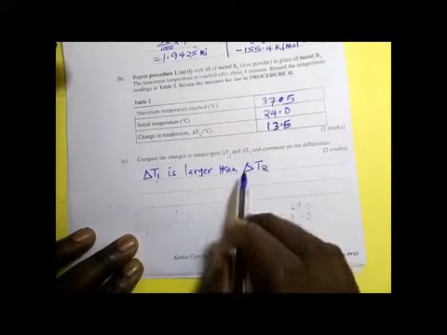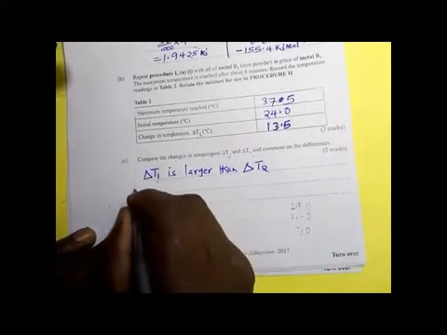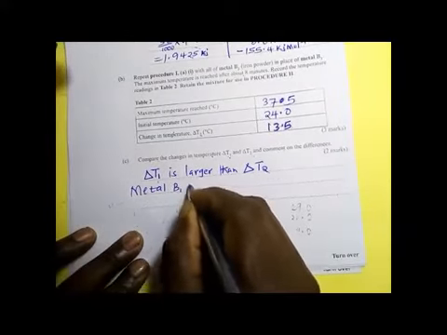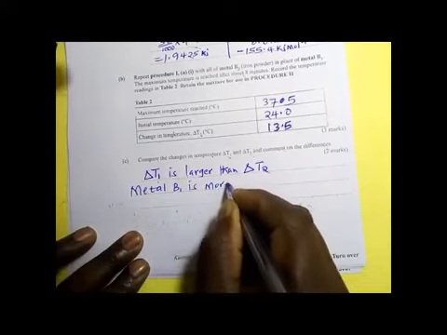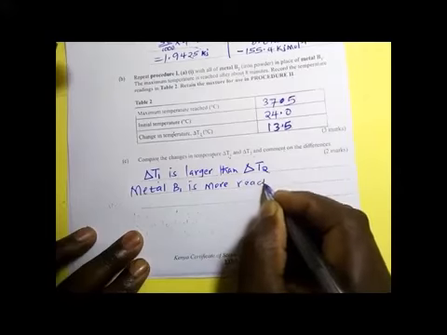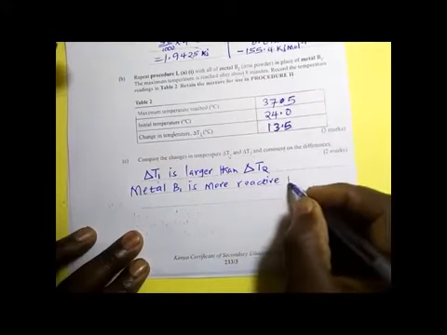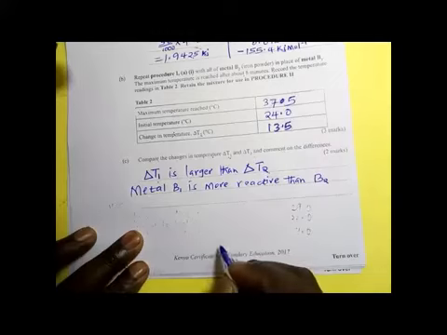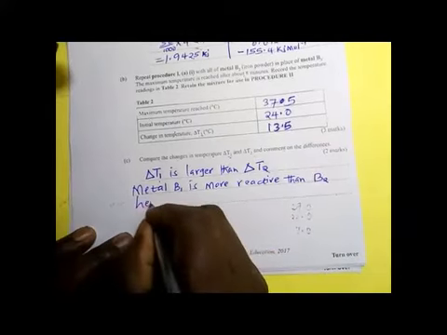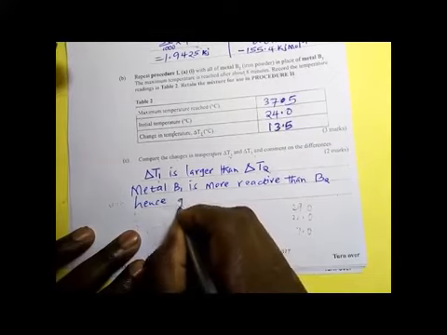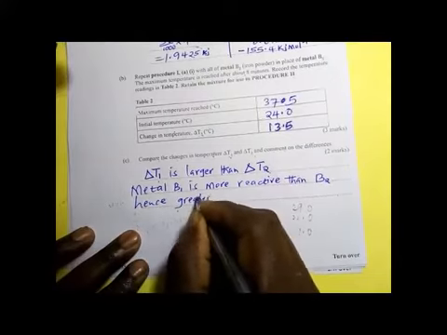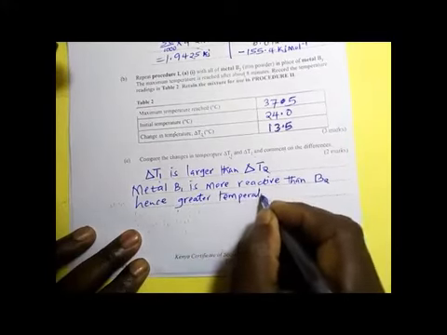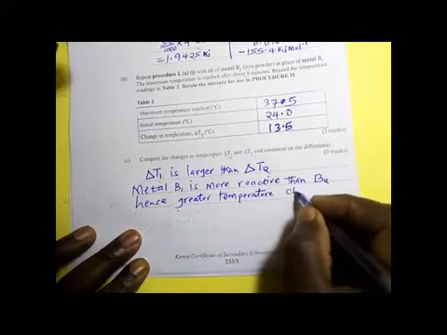Now, what are you going to comment? We are going to comment that metal B1 is more reactive than metal B2. Hence, greater temperature change.